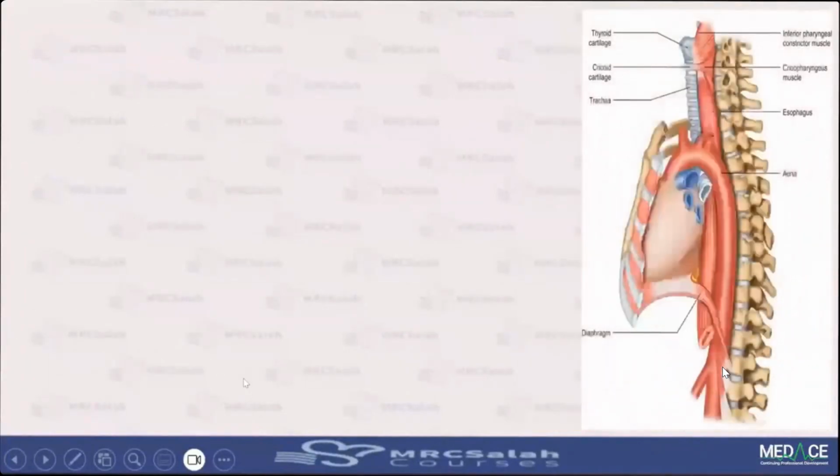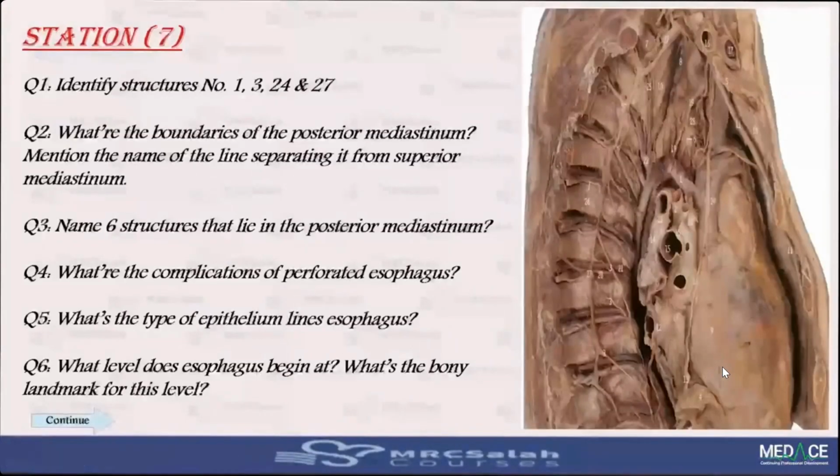Brilliant. Now go back, Suzan. Go back to this picture. You told me everything about the esophagus. Could you identify the esophagus in this? The esophagus, which number? I can't see. Number 6, maybe. Where is 6? It's number 8.